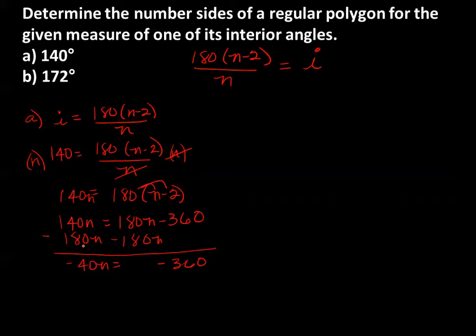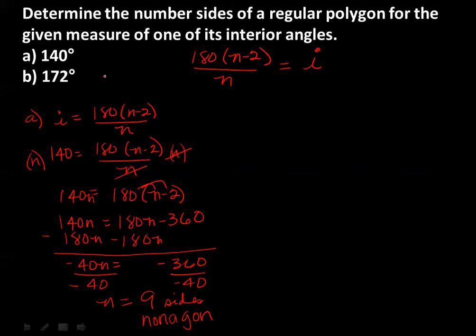So you see 140 minus 180 gives me a negative 40n. Divide both sides by negative 40. So I'm going to have n equals 360 divided by 40, equals 9. And that's 9 sides. So this, I hope I have enough room, is a nonagon. That's what we call a nine-sided polygon.